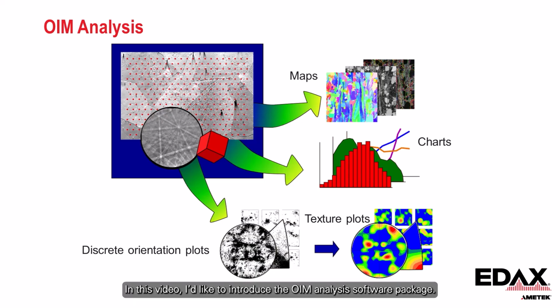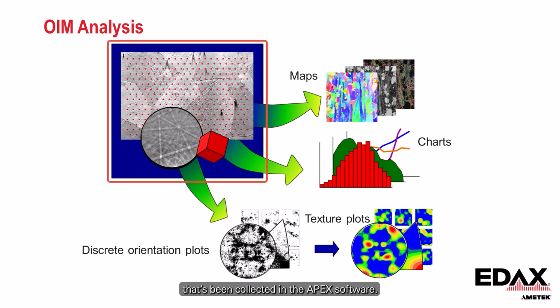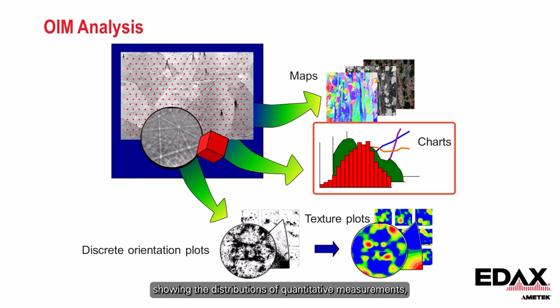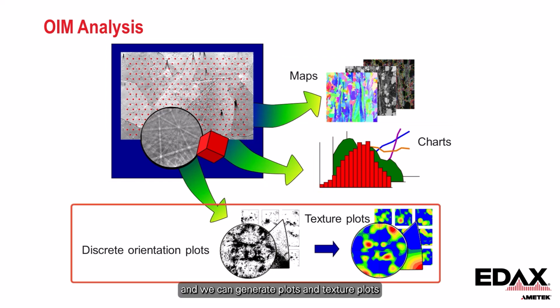In this video, I'd like to introduce the OIM Analysis software package. OIM Analysis is the software used to visualize and analyze the orientation data that's been collected in the APEX software. This is shown schematically here, where the orientation data is basically collected at each point on a measurement grid. And from this data, we can generate different types of maps. We can generate charts showing the distributions of quantitative measurements. And we can generate plots and texture plots to look at the orientation distributions from the measured microstructure.